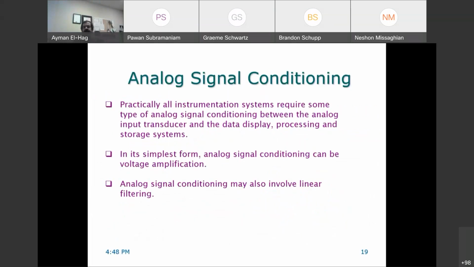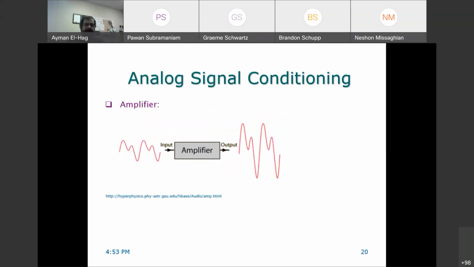Now, I measured my quantity. I have it as a voltage, and then I need to feed it to the computer. But before feeding it to the computer, I have to condition that signal and make it appropriate. And to condition the signal, you need to do a couple of things. You need to do amplification, and you need to do filtering. Okay, so let's have an example here.